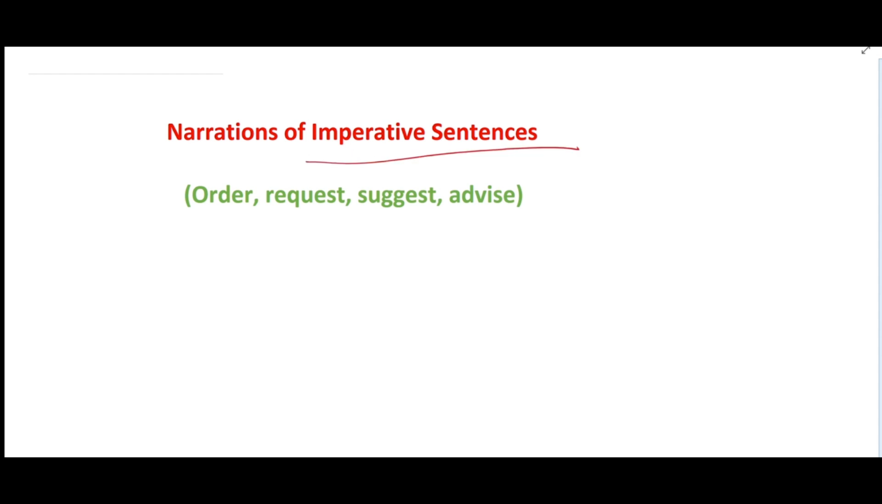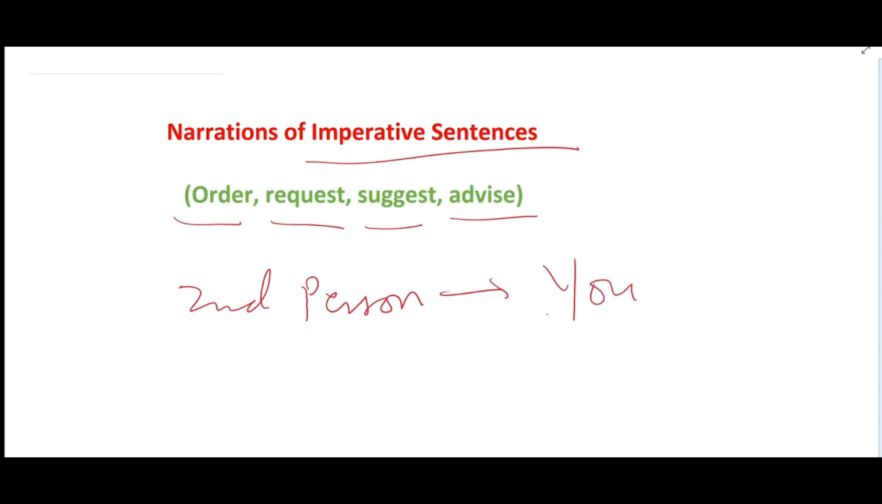Before we move towards the topic and the rules and examples of narrations, we must know what imperative sentences are. Imperative sentences are those sentences in which we command someone, okay? And that command can be an order, a request, a suggestion, or an advice. Remember that imperative sentences are always for the second person, and the second person is you.